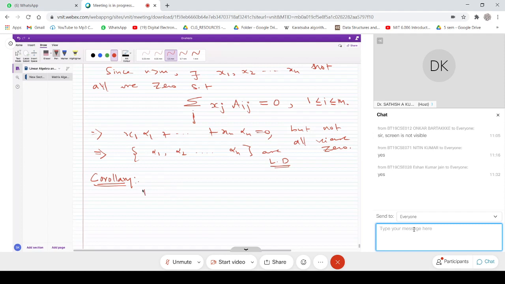If V is a finite dimensional vector space, then any two bases of V have the same number of elements.